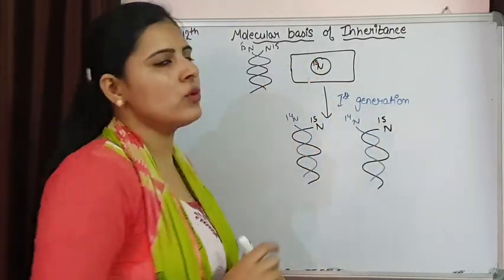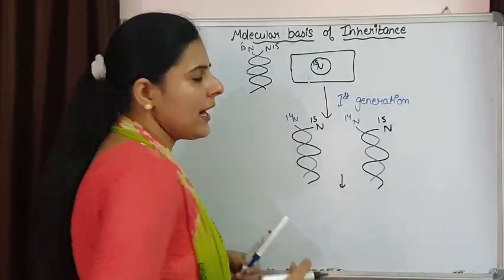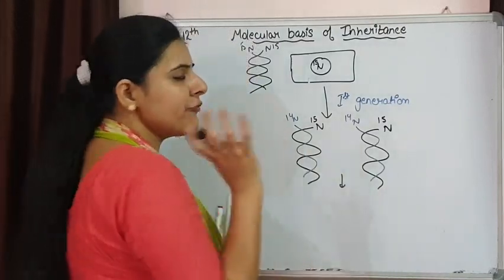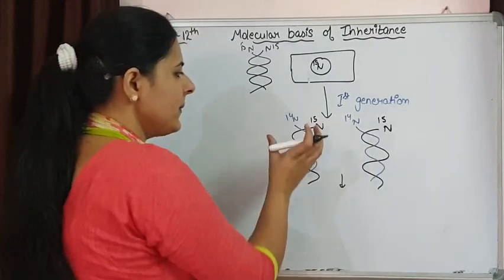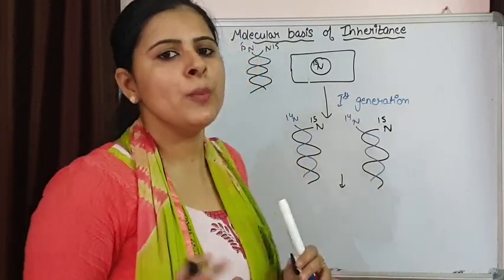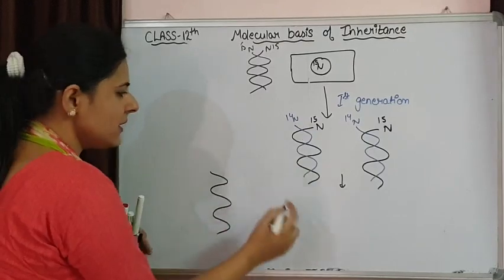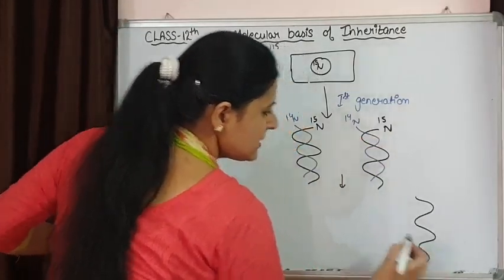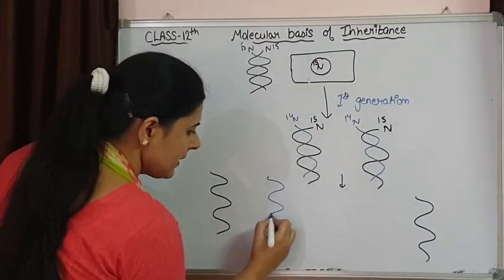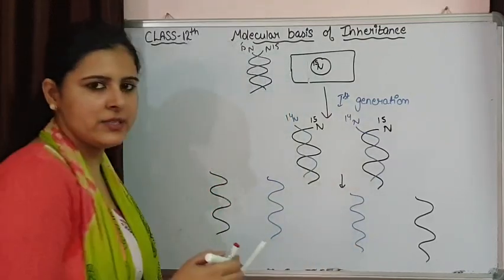Now again, when they grow this bacteria in normal medium, they got the second generation. And what they found in the second generation? In the second generation, they found that 50% were having this situation, and 50% were having the normal N14 bacteria. So again, this N15 is there. Here also N15 is there. Now these two strands have also separated. So this is the second strand. Here this is the second strand.